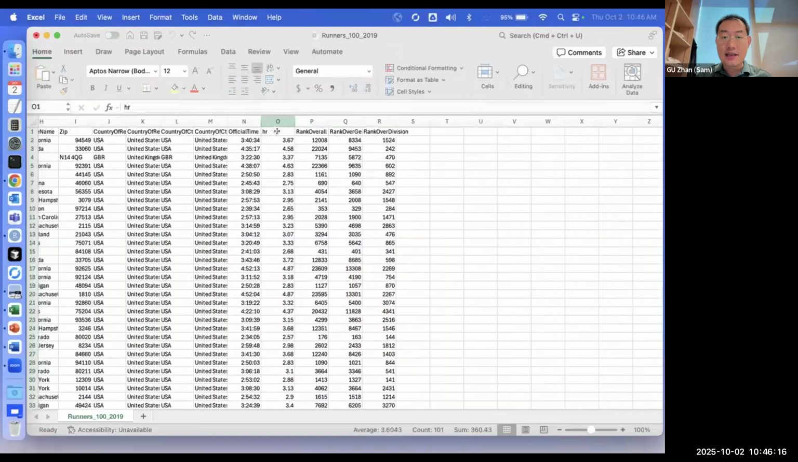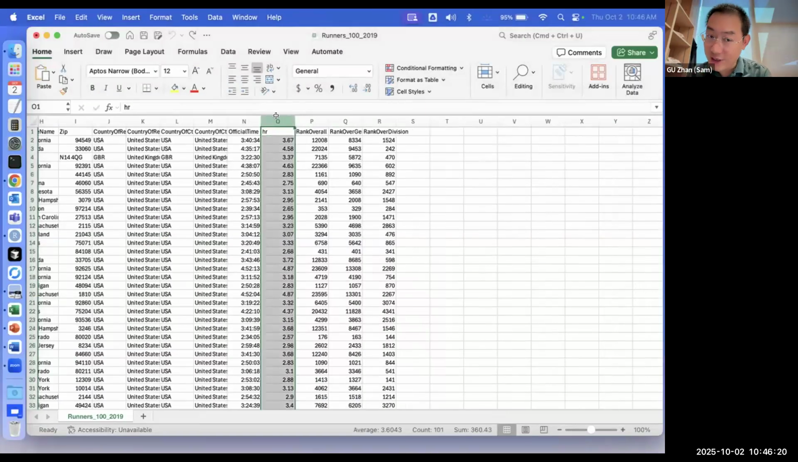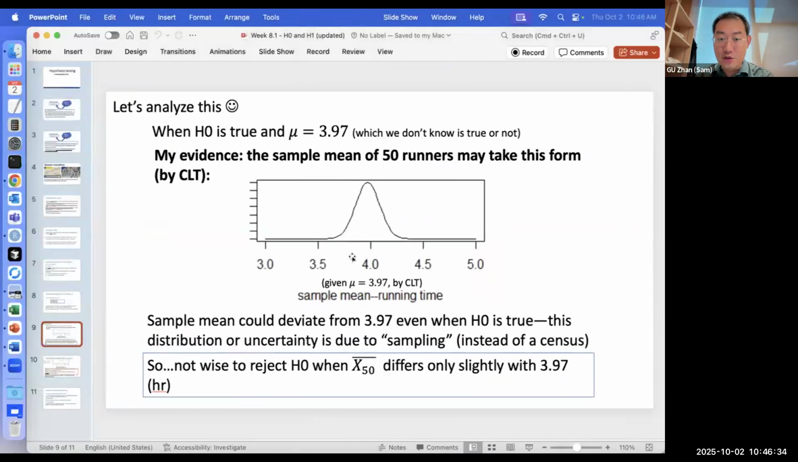Again, this is the data that we obtained: the entire sample of 100 athletes. For the 100 athletes, how many mean values do we have? We will only have one mean. The one mean value is 3.6, only one mean. So 3.6 will be somewhere here. There's only one, but this curve is an imagined sampling distribution.